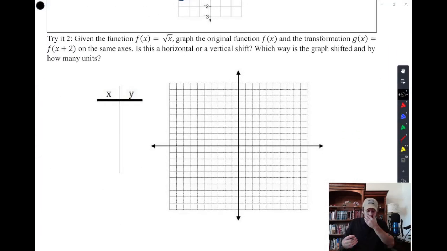So here's a function, and they're going to ask us just to graph the shift. We need to graph the original function, which means you need to have your toolkit functions from section 3.1 memorized.